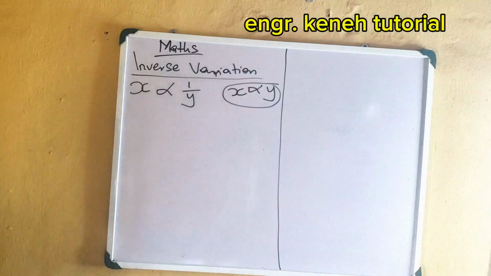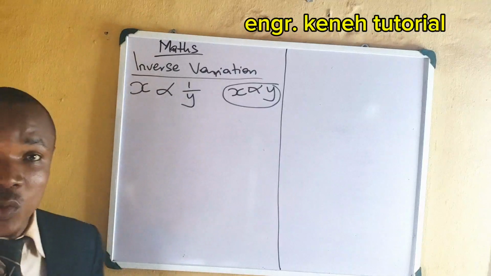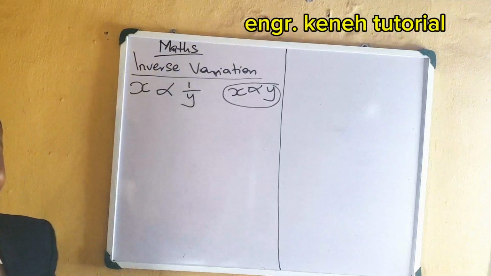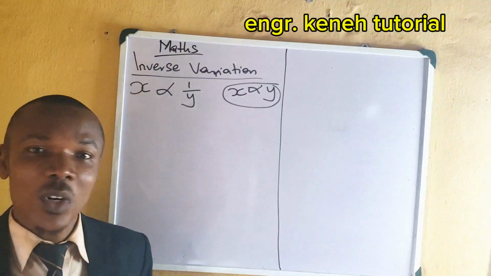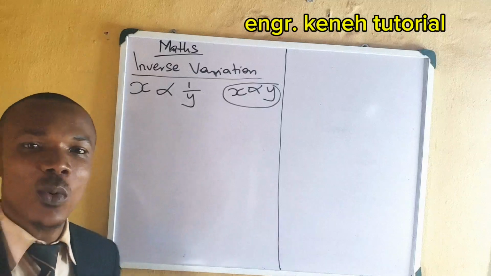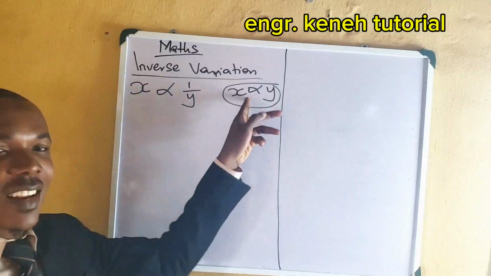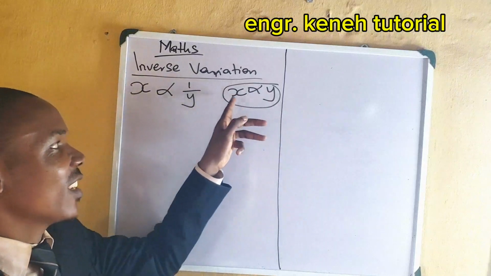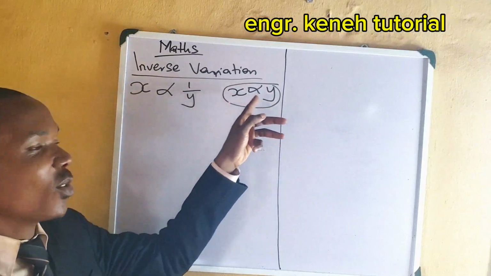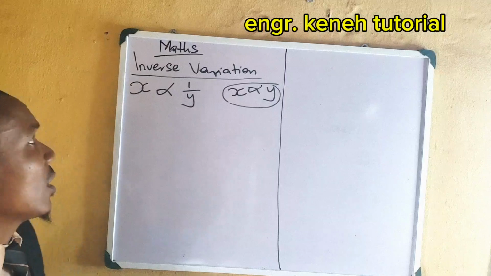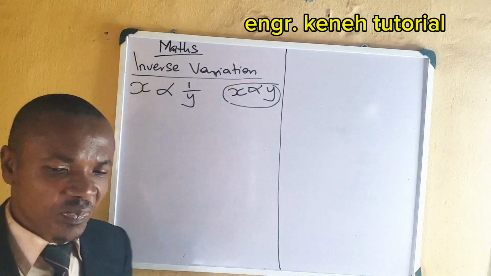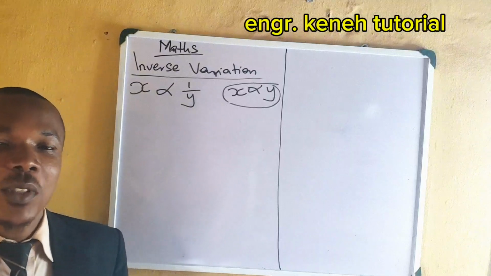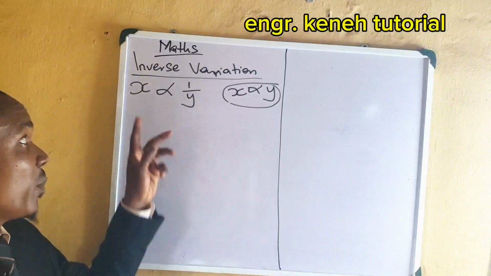Let me give you a typical example. When the price of petrol is increased, you notice that transport fare will increase. So we have increase and increase. That one is direct variation. What is happening to this will be happening to this. When you have increase, you have increase. When you have decrease, you have decrease. But when it comes to inverse variation, the opposite of what is happening to this will be happening to this.